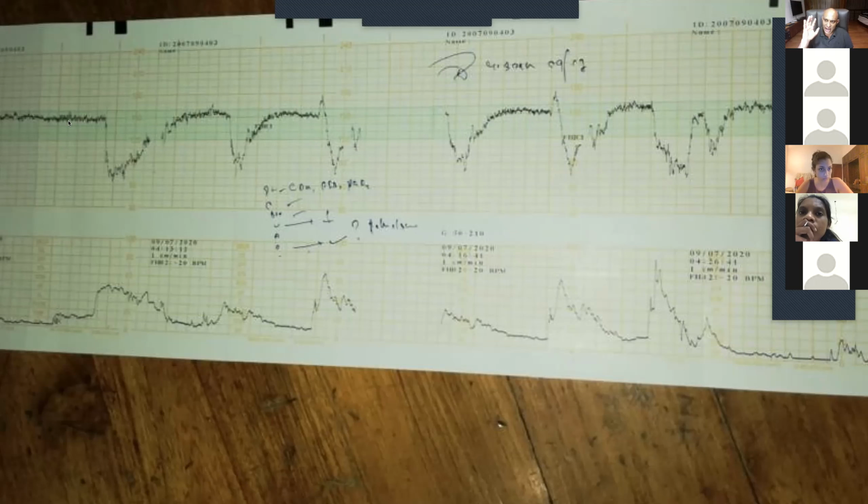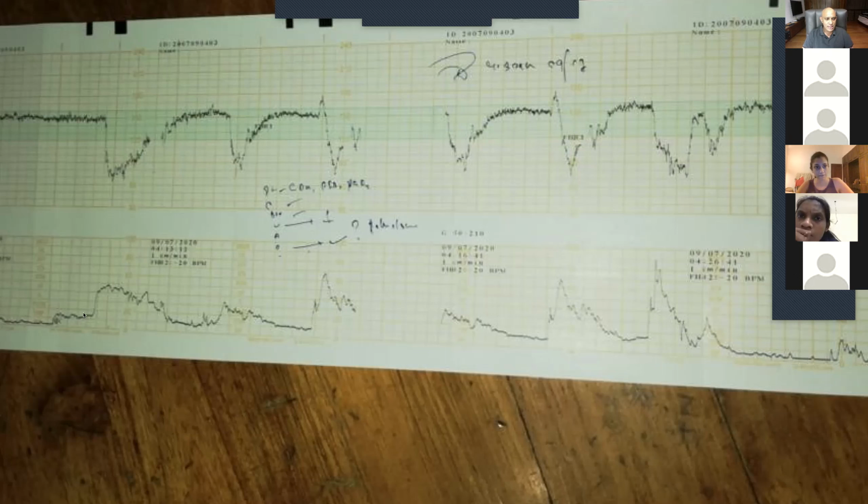So the baseline is normal and the baseline variability is also reassuring. Okay? Right. So two of the features are reassuring here. Now let's look at the other feature. What are we looking at? Right? We are looking at decelerations. Okay? Now let's look at this deceleration.